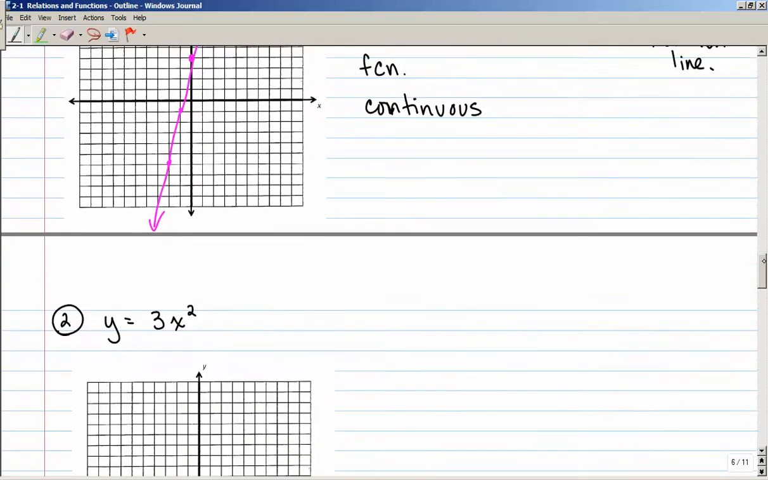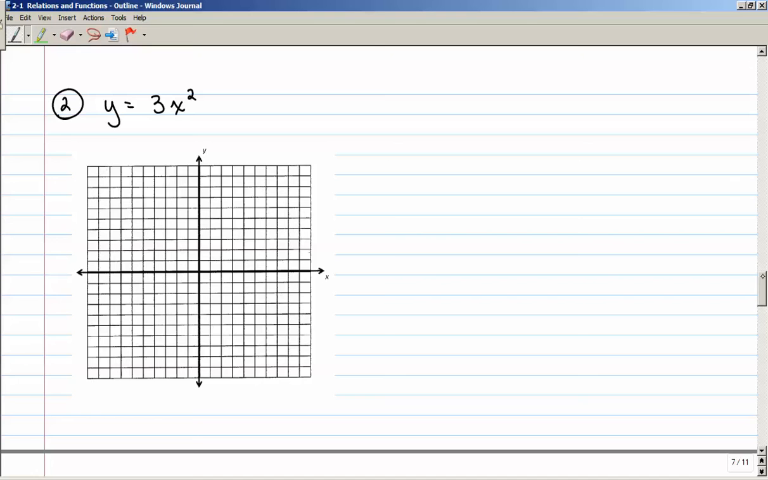Okay, let's try graphing y equals 3x squared. Let's see, so I'm going to go ahead and make a table of values for this one. And I'm going to use -2, -1, 0, 1, and 2. And remember, you can do this on your calculator. Come and see me if you forget how to do that. So when I plug each of these numbers in, I get these values here.